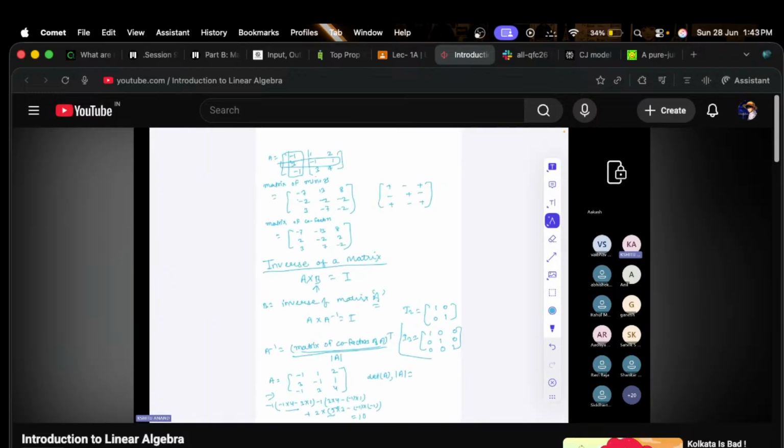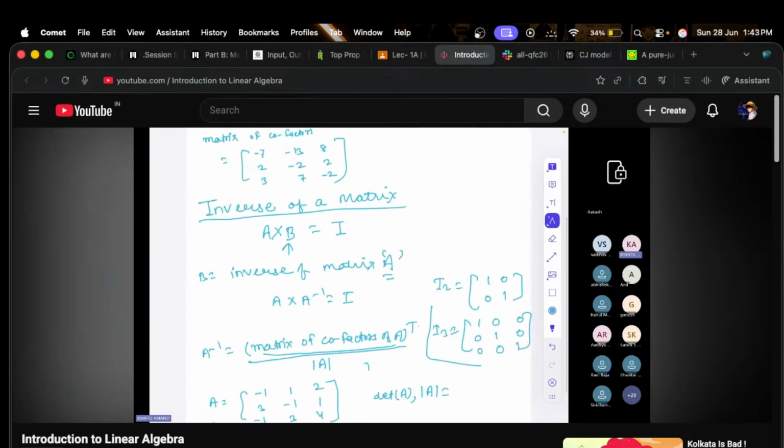Now tell me one thing: if you look at this formula, in the denominator you have the determinant of A. So this should give you a hint of what should not happen, right? This should give you a constant. It should not be 0. So determinant of A should not be 0.